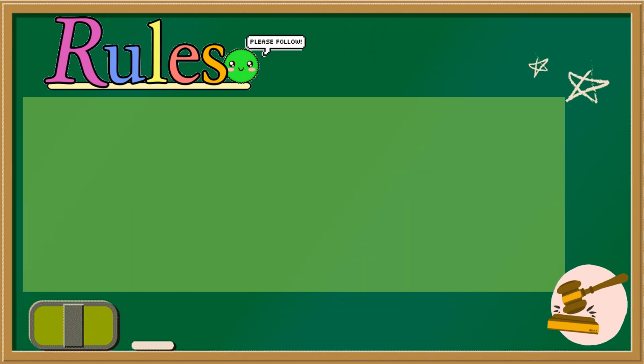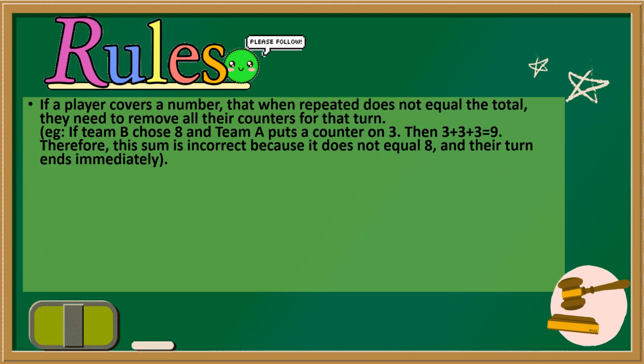Here are some rules for our number mining game. If a player covers a number that when repeated does not equal the total, they need to remove all their counters for their turn. For example, if Team B chose 8 and Team A puts a counter on 3, then 3 plus 3 plus 3 equals 9. Therefore, the sum is incorrect because it does not equal 8, and their turn ends immediately.